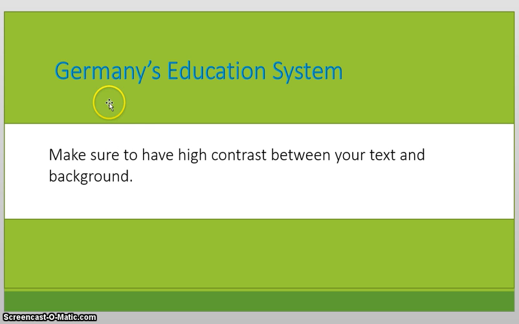Contrast. Okay, so if we look at Germany's education system here at the top, that's hard to see, and depending on if someone has color blindness, they are not going to be able to view that correctly. So you want high contrast. That's very important. So here in the middle we have the black on white. That's great. You don't have to stick to black and white, but just make sure it's a high contrast of color in between, so your viewers can easily read. Okay, so that's pretty straightforward.